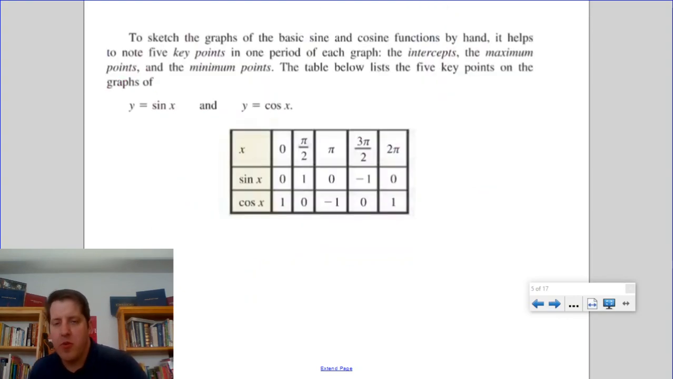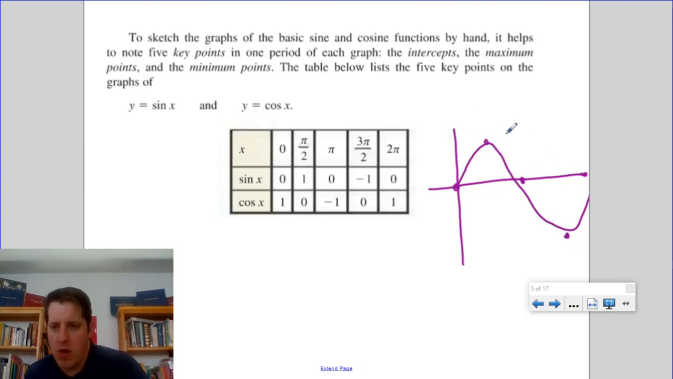If you look in a textbook, you might see a sine curve or a cosine curve summarized like this. Go from 0 to 1 to 0 to negative 1 to 0, and that's your sine curve. Figure not necessarily drawn to scale. And for your cosine curve, go from 1 to 0 to negative 1 to 0 to 1.